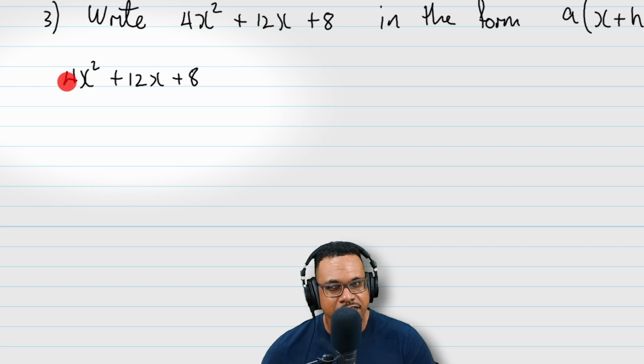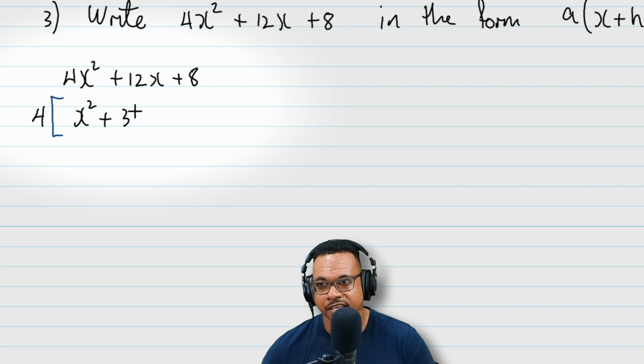Whatever number you have in front of x squared, you're going to divide everything by that number. So I'll put 4 out here. I would open brackets, and now I'll divide each term in my quadratic by this 4. So 4x squared divided by 4 is x squared. A positive 12x divided by positive 4 is positive 3x. And positive 8 divided by positive 4 is positive 2.